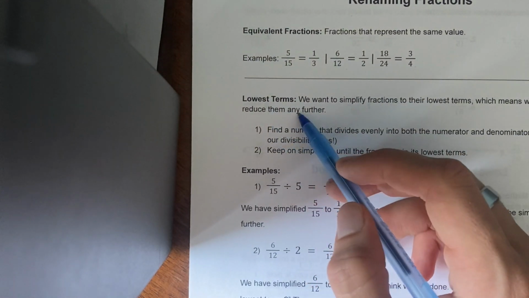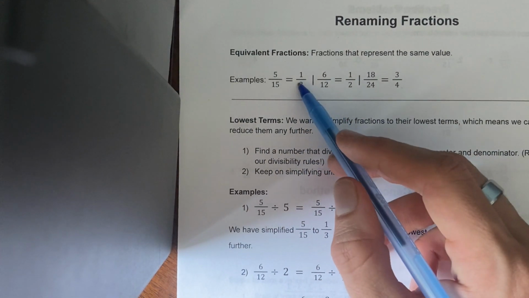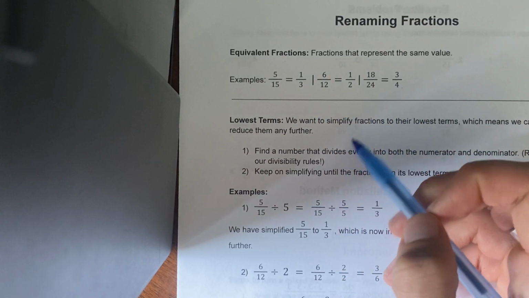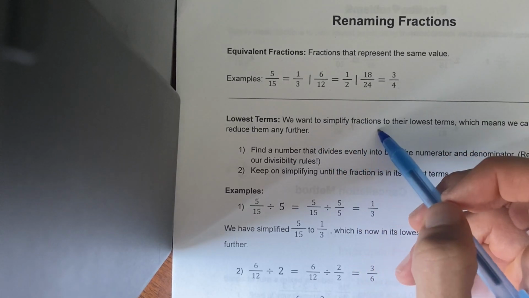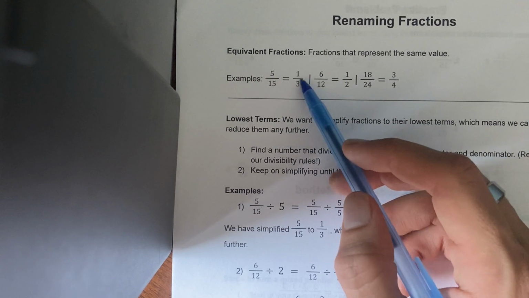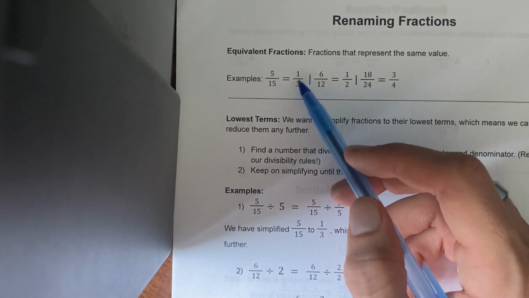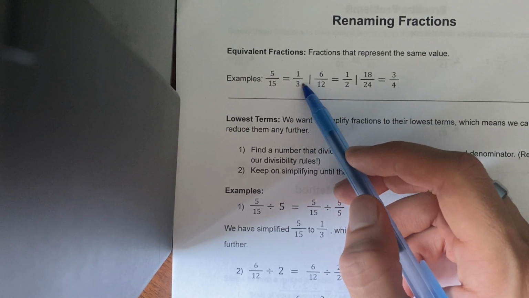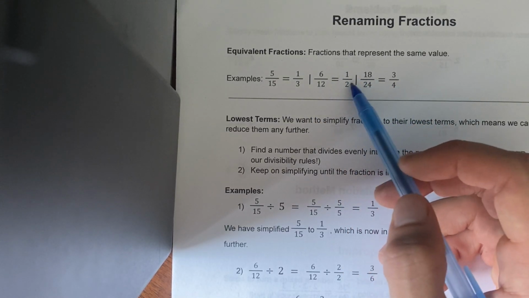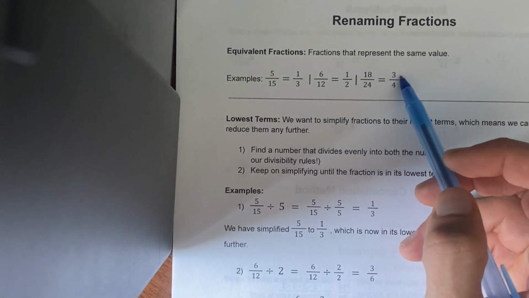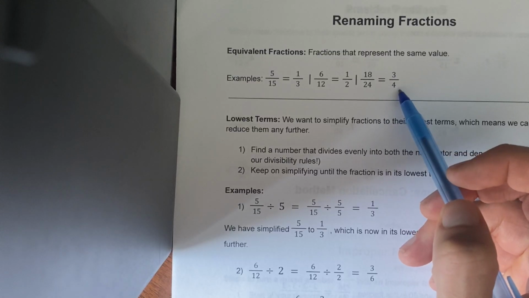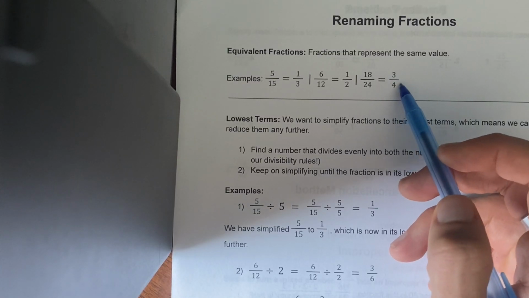But let's get to lowest terms. Out of these, 1/3 is the lowest term, 1/2 is the lowest term, 3/4 is the lowest term. So we want to simplify them to get to the lowest terms, which means we can't reduce them any further. So when we get to 1/3, we're like, okay, that's it. There's no more I can do to this. 3/4, you're like, oh, it's bigger than 1/2 and 1/3, like the numbers. But no, we can't do anything. We can't divide anything evenly into both of these. So we're done. That is the lowest term.